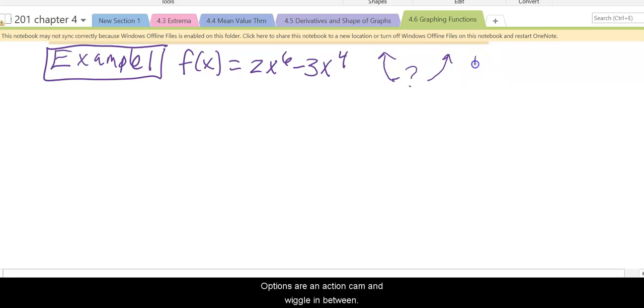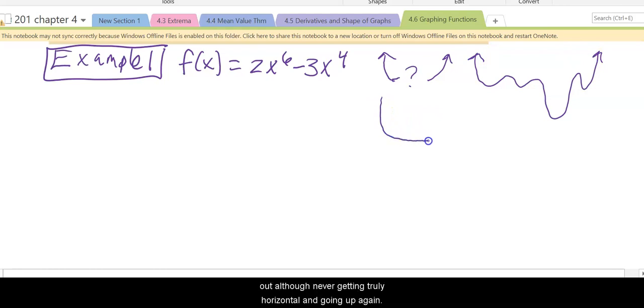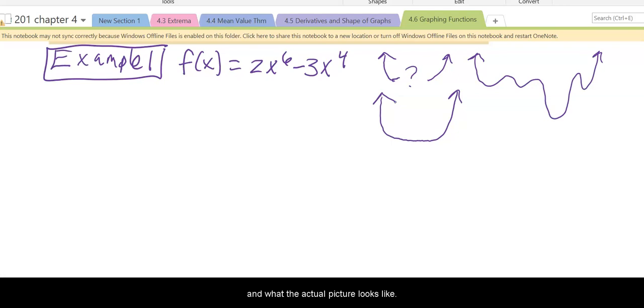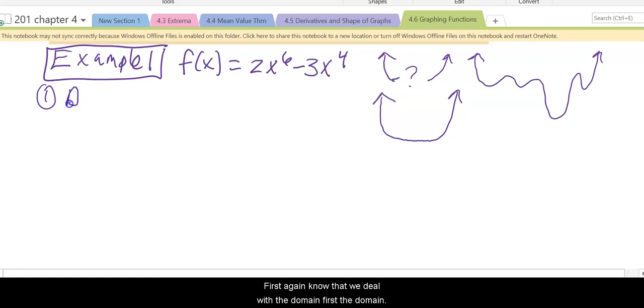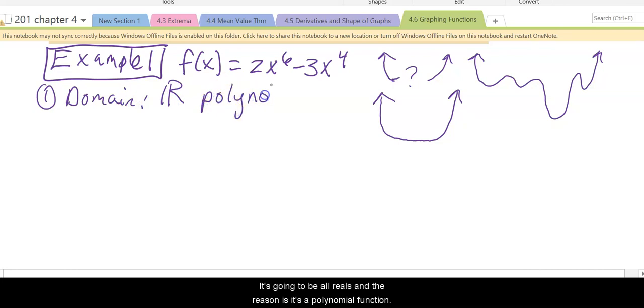Options are that it can come and wiggle in between and then go up again, or it could just come and flatten out, although never getting truly horizontal and going up again. Let's see if we can determine where these things happen and what the actual picture looks like. First, again, note that we deal with the domain first. The domain is going to be all reals, and the reason is it's a polynomial function. Once I know that, I know there's nothing I have to throw out.